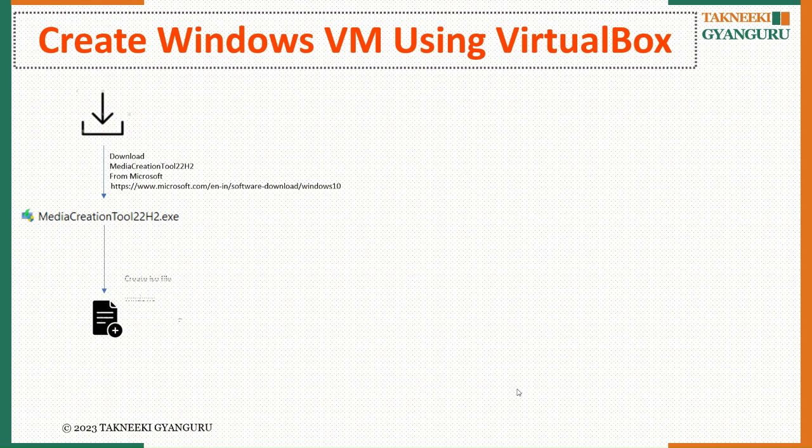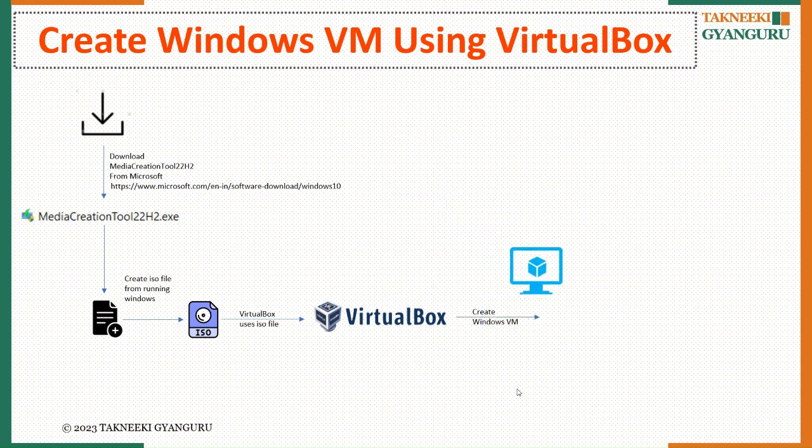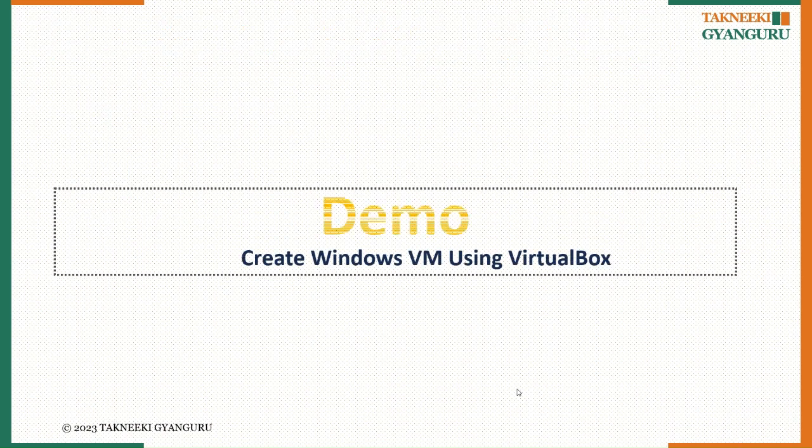Once it is downloaded, we will create the ISO image using this media tool. We will run this media creation tool and show you how we can create the ISO image. Once it is done, this ISO image will be used in VirtualBox. VirtualBox will need the ISO image, and using it, it will create a new Windows machine. This way we can create a Windows VM. So let's go for the demo.